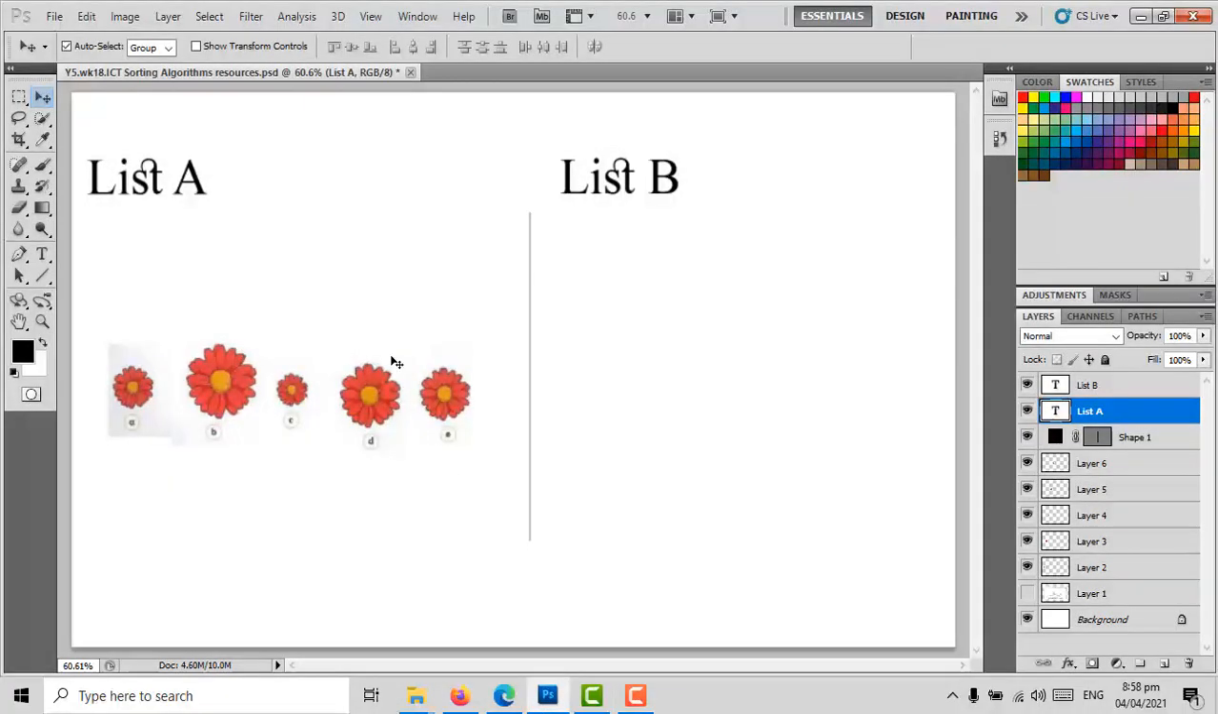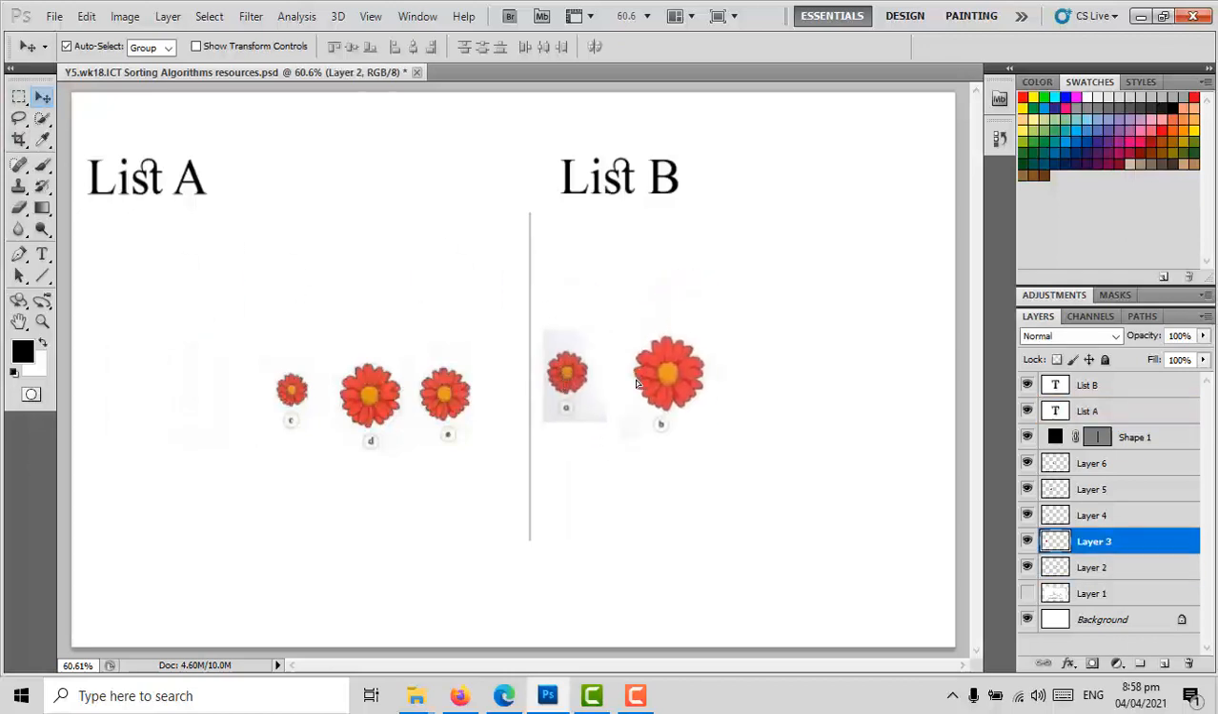I'm going to use the exact same system that I've had. First and second flower, compare them. Is the first one bigger than the second one? No, it's not. Then put them as they are. Alright? They go exactly as they are.